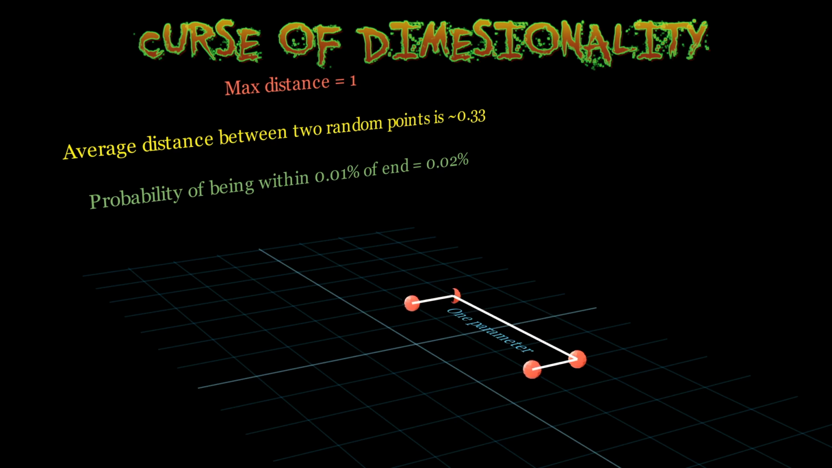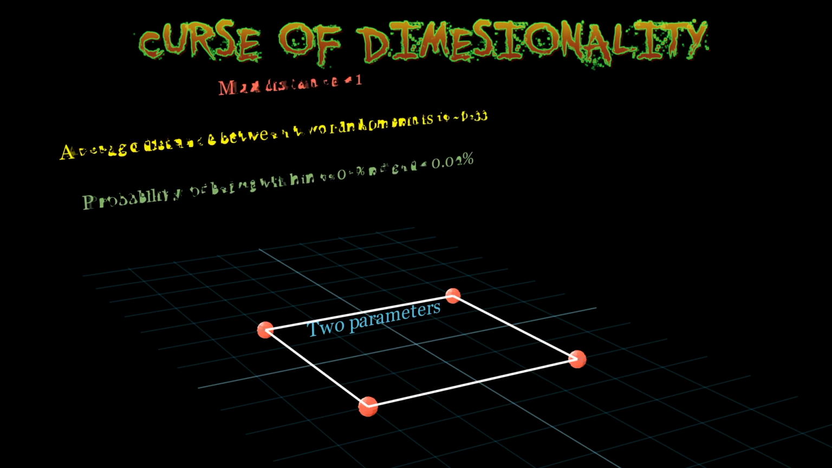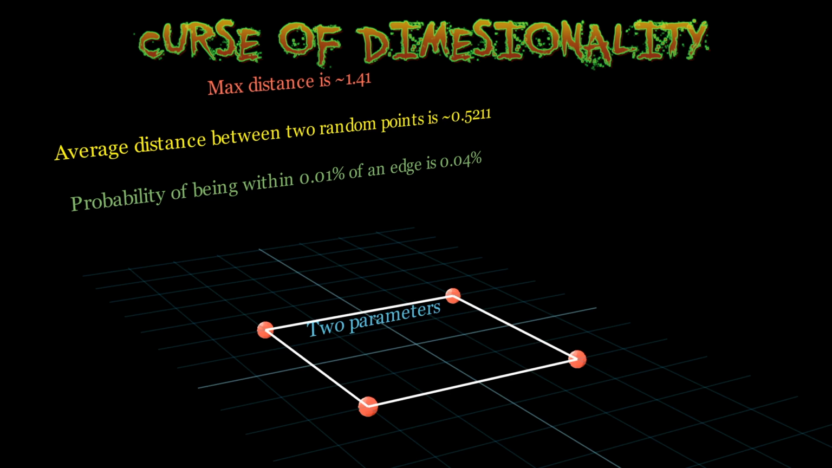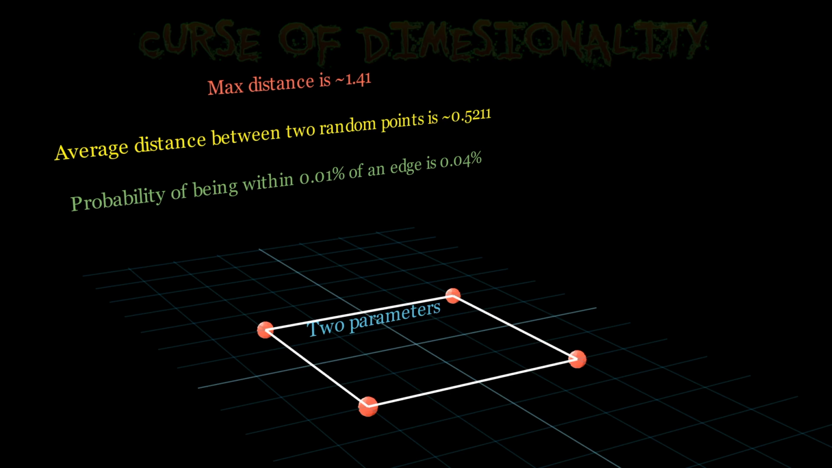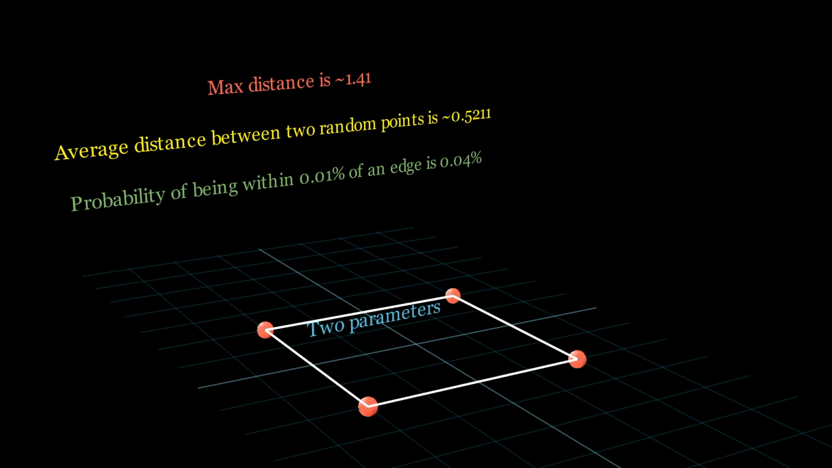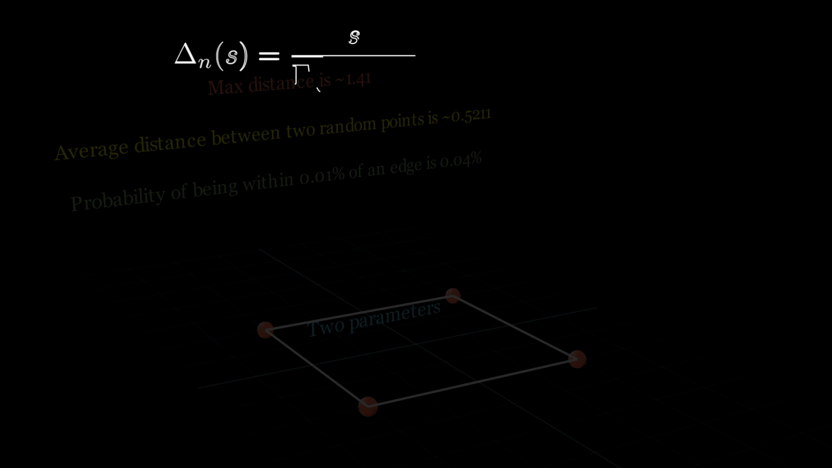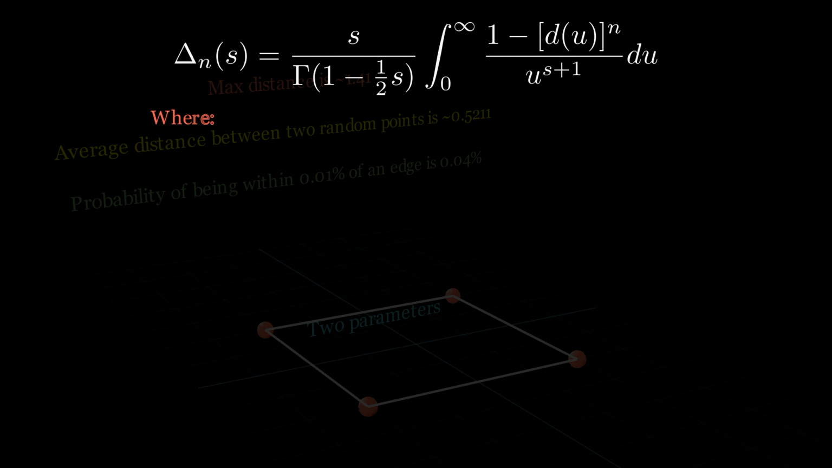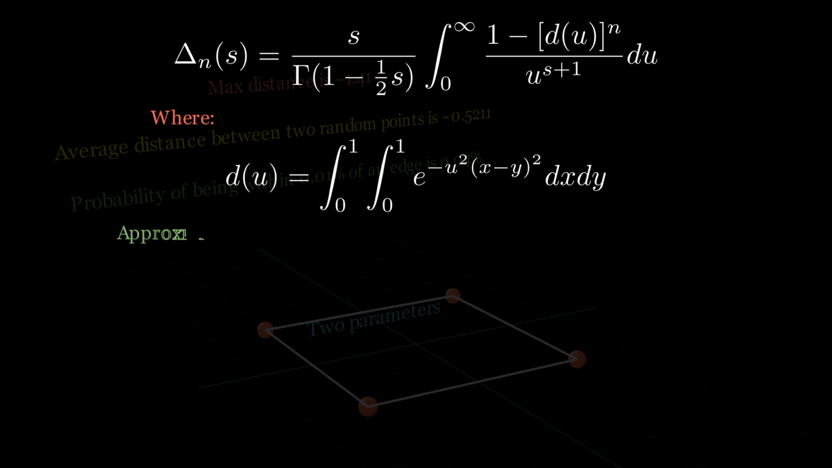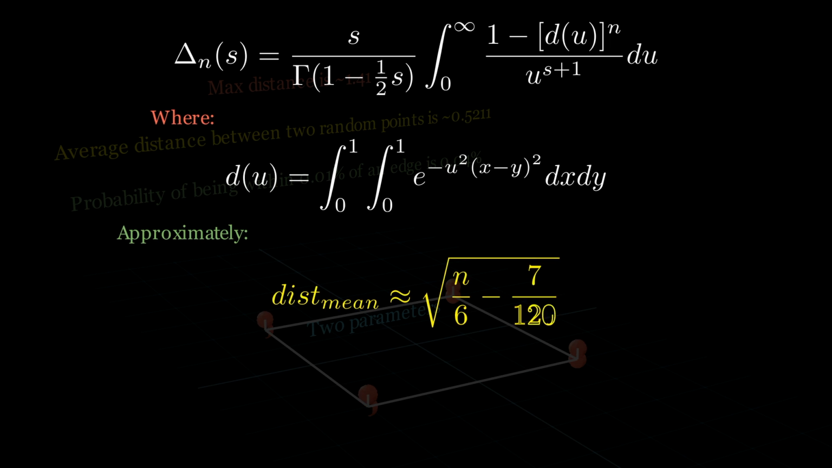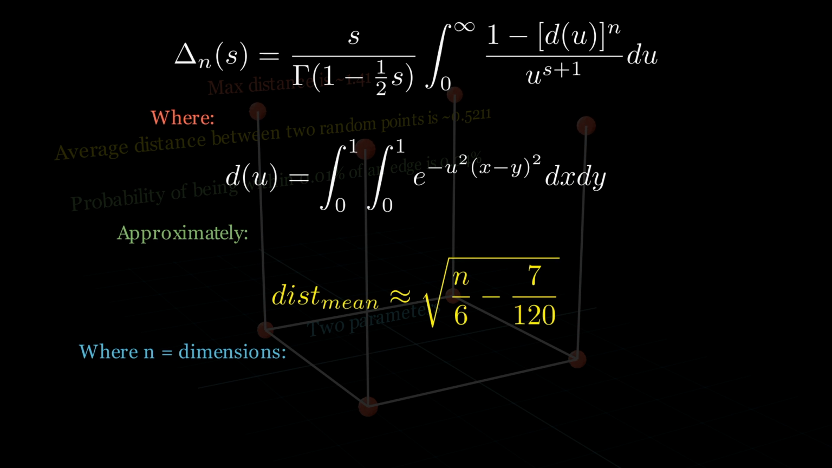Nice and cozy. If we scale things to 2 dimensions, things are still very well behaved. The furthest distance 2 points can be from one another increases to 1.41 from Pythagoras' theorem. The chance of a random point being within 0.01% of an edge goes up to 0.04%, and the average distance between two random points can be solved by the box integral. This is quite a complex equation to solve, but it has a simple approximation shown here. The average distance, therefore, will go up to 0.5211.